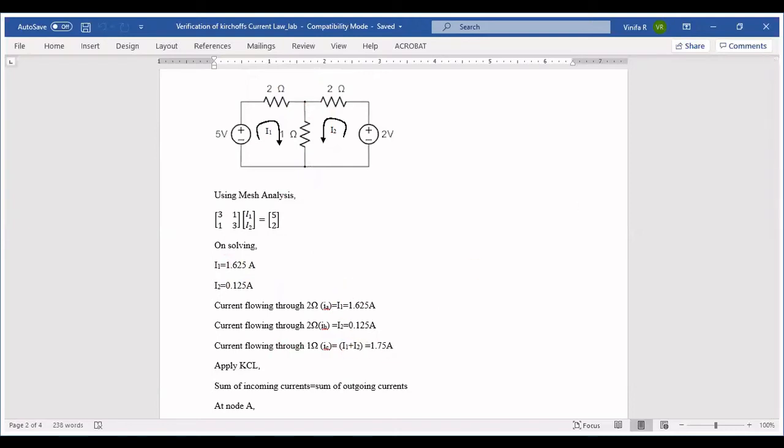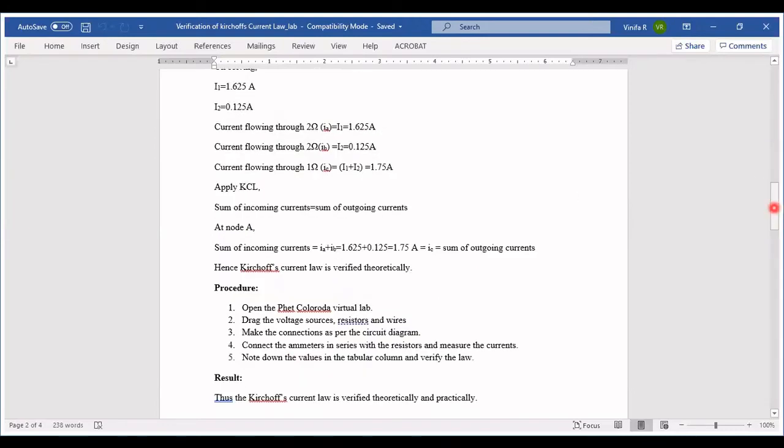Now apply KCL and verify this. The sum of incoming currents is equal to the sum of outgoing currents. So IA plus IB, the incoming currents; substitute the values and find IA plus IB, that is equal to IC, the sum of outgoing currents. Hence, Kirchhoff's current law is verified theoretically. The next step is to do it practically in the PhET Colorado virtual lab.